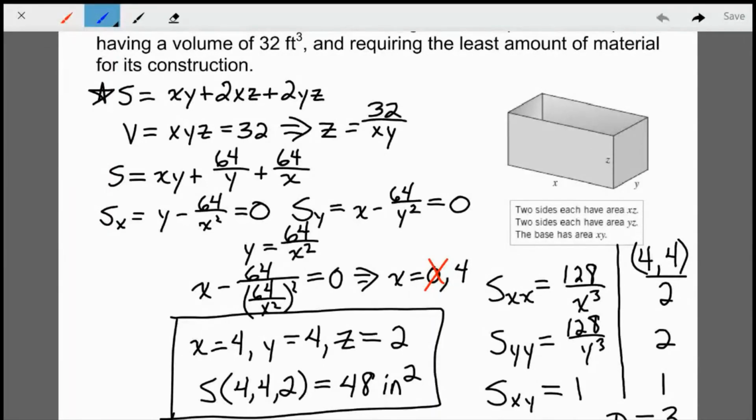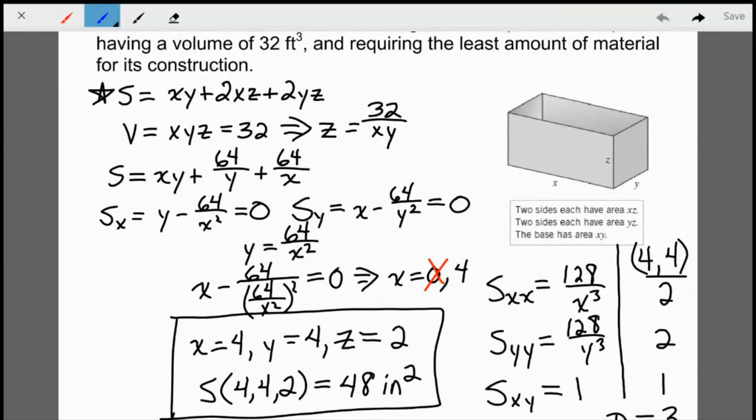Now, notice that I did get a point at x equal to 0, but first of all, the y value is undefined. And the second thing is, the reason the y value becomes undefined is because if I have a 0 dimension here, I'm not going to have a volume for this box. So that's a point that's really outside of my domain. So the only point I really have to account for here, the only critical point I have, is 4.